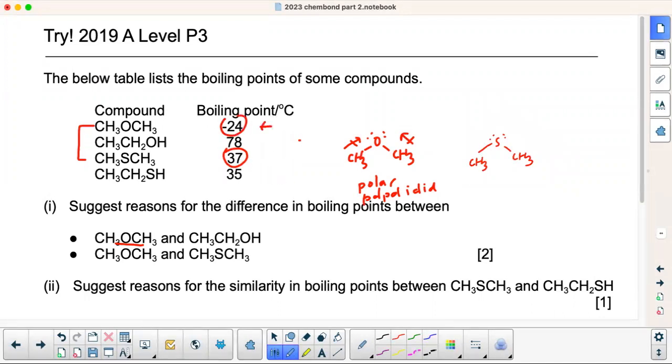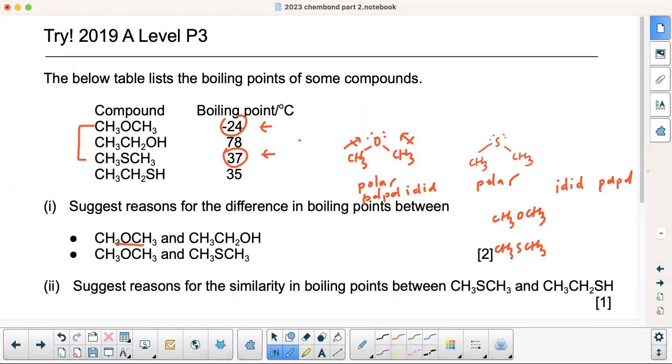So I'm going to do something over here. Amanda, I guess you know that both are polar, right? Both are polar. Since both are polar, they both would have ID and PD. So who has a stronger ID?